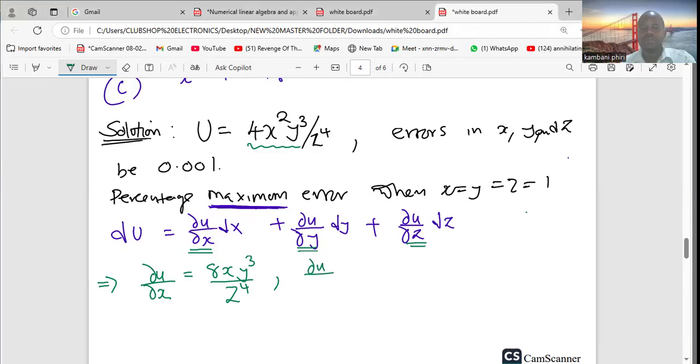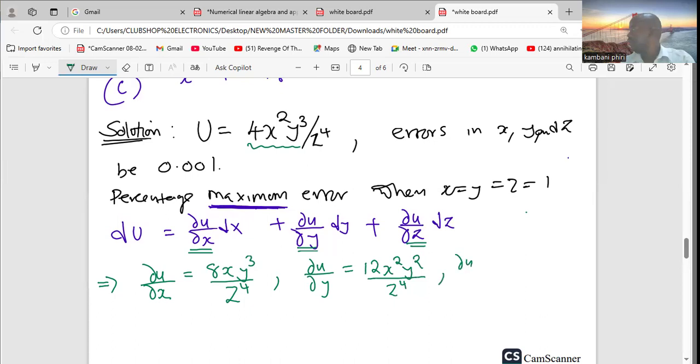Then del u del y: we are differentiating u with respect to y, partially, taking x and z as our constants. So the derivative of y to the power 3 is 3y squared, right? But there is 4 here, so 3 by 4 is 12. So I've got 12 x to the power 2, y squared, everything to be divided by z to the power 4.